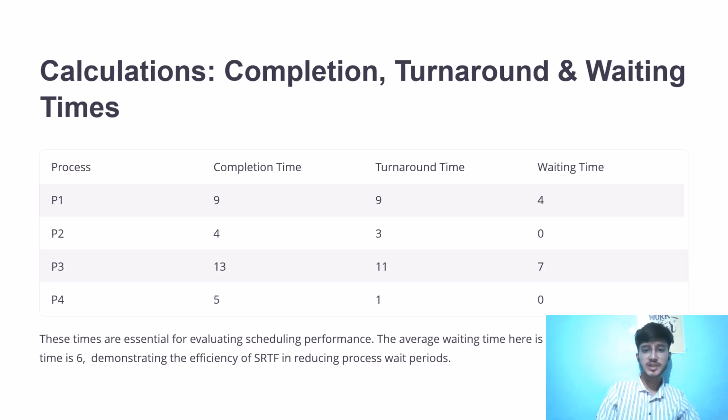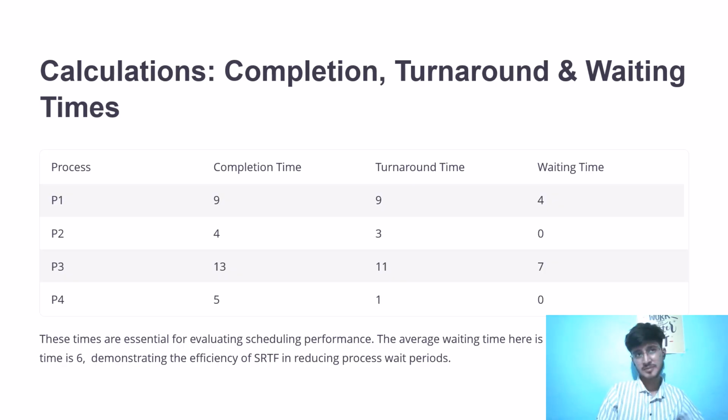Then calculations: completion time, turnaround time, waiting time. So here we can see process 1 takes 9 milliseconds for completion. P2 takes 4, P3 takes 13 and P4 takes 5.